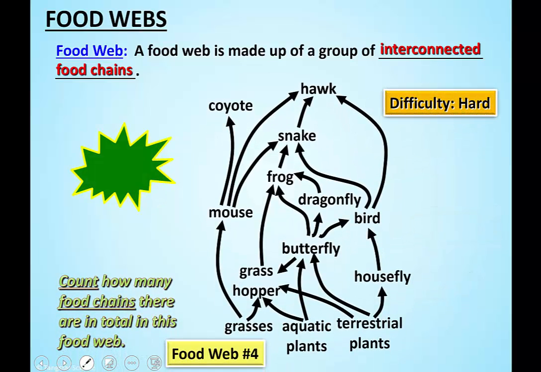which is very hard. And I'm not going to reveal these ones to you, but I'm going to say there are 18 of them. There's 18 food chains. You try to find them all.